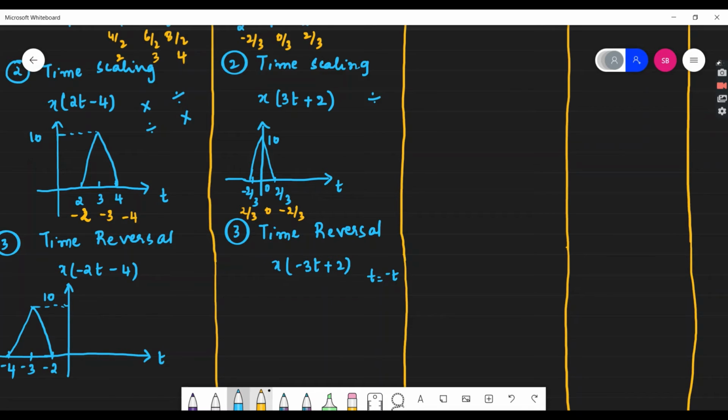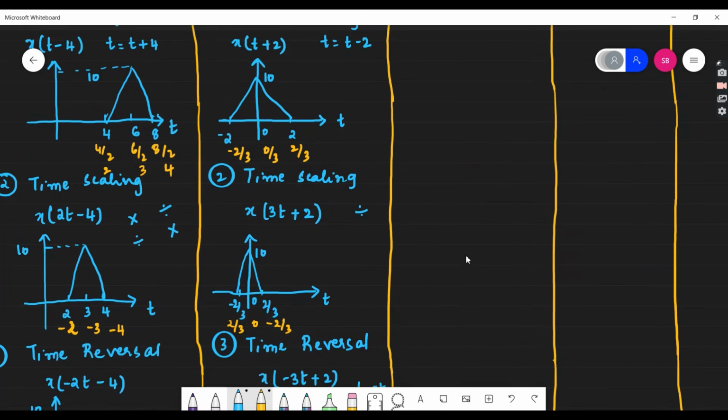So again I will be getting the plot. This will be 2 by 3, which will be towards the right side. This is t. So again the plot will be the same, minus 2 by 3, 0 and 2 by 3. So this is the plot for the given equation x of minus 3t plus 2. Let's go with the third one.